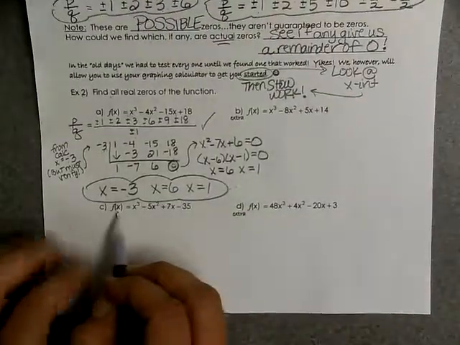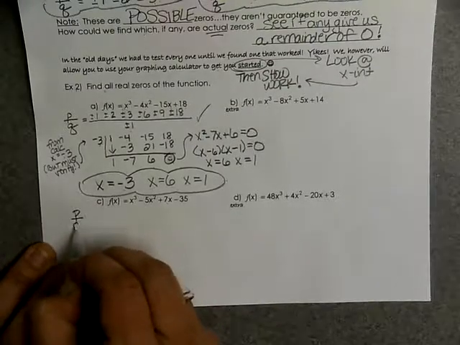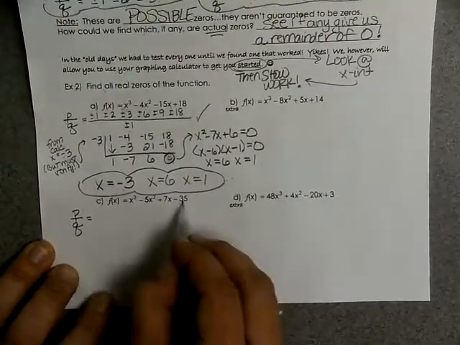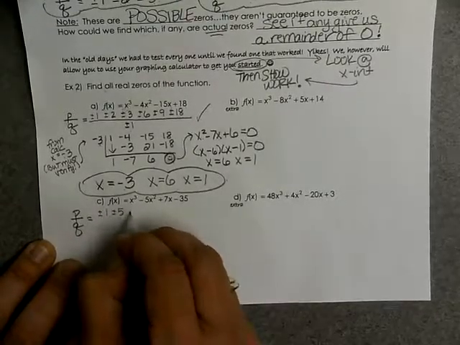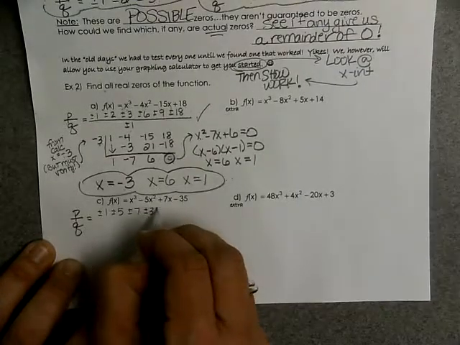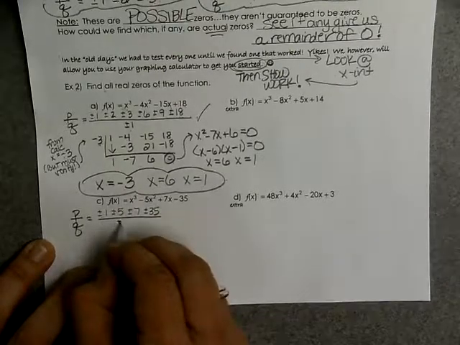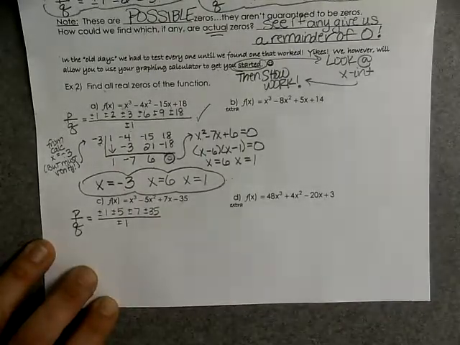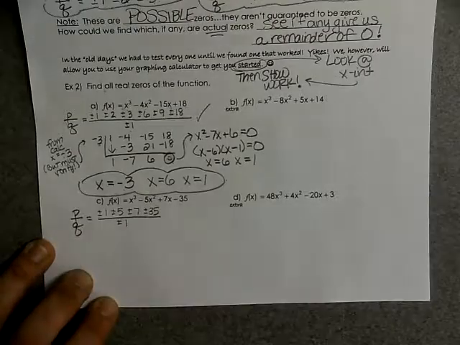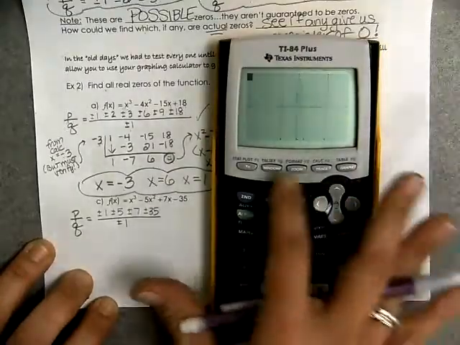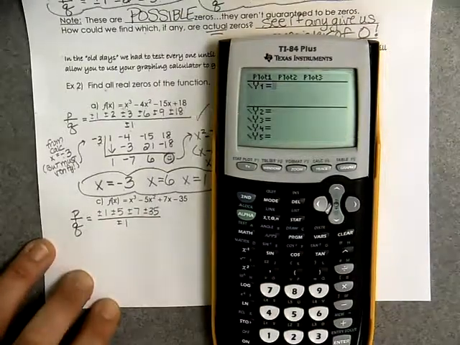All right, letter C. Let's do the same type of thing. So we're going to start by finding our possible rational zeros by thinking of factors of 35, which are 1, 5, 7, and 35. And then factors of 1, which is just plus or minus 1. So again, now we have all those 8 possible rational zeros, but let's use our calculator to help, instead of picking something random, to pick one that might work.